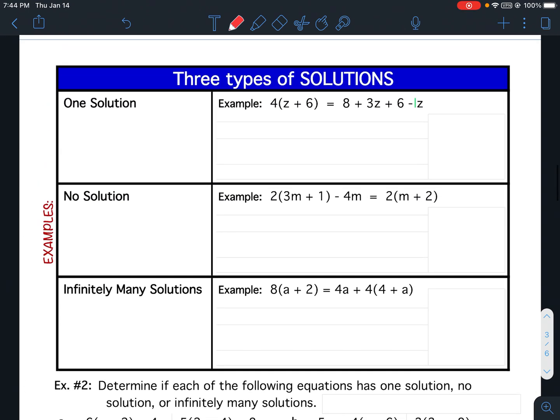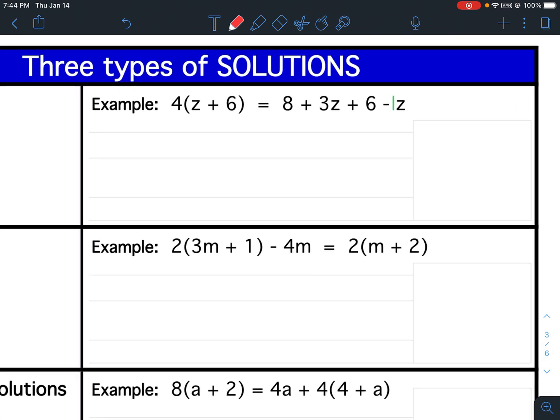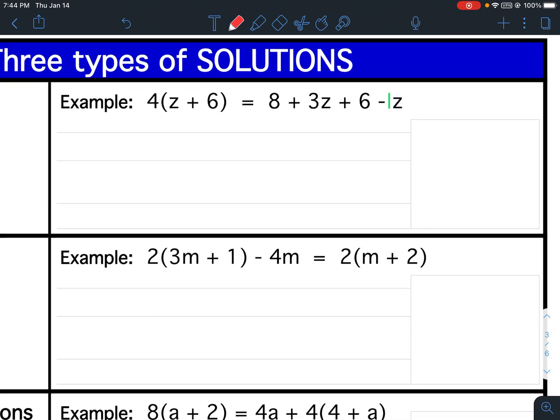To do this, you really only have to do the first 2 steps. So I'm going to show you what that would look like. Let's start with one solution. Okay, so let's take this example and let's simplify it. So we're going to do the distributive property first.